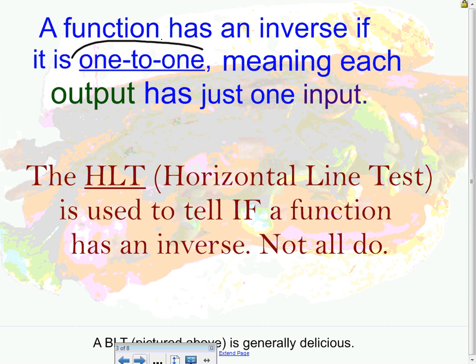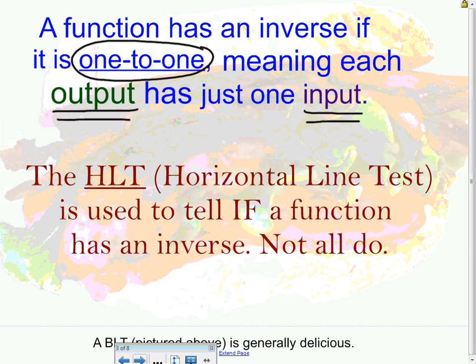So that's sort of a new phrase, 1 to 1. What that means is every output has just one input, all right? Get that straight, because for something to be a function, it has to have one input for every output. Now we're saying it the other way around, the inverse of it. We're saying for it to be 1 to 1, for a function to even have an inverse, each output has to have only one input.